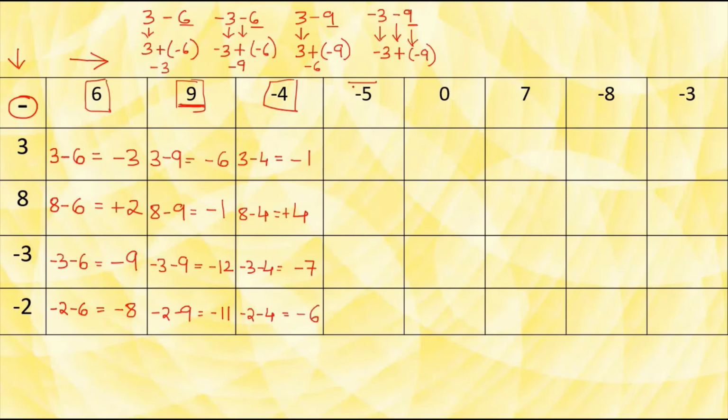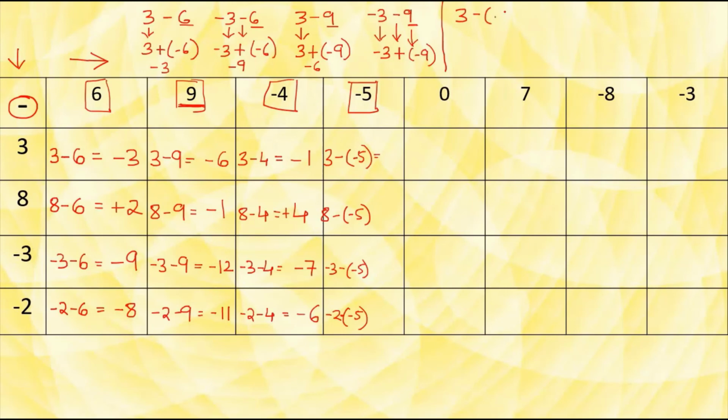The next column we have is for minus 5. So our second numbers in all our sums will be minus 5. So let's begin. 3 minus minus 5. 8 minus minus 5. Minus 3 minus minus 5. And minus 2 minus minus 5. Okay. Now this is a little different from the previous ones which we did. So we will solve it here at the top.